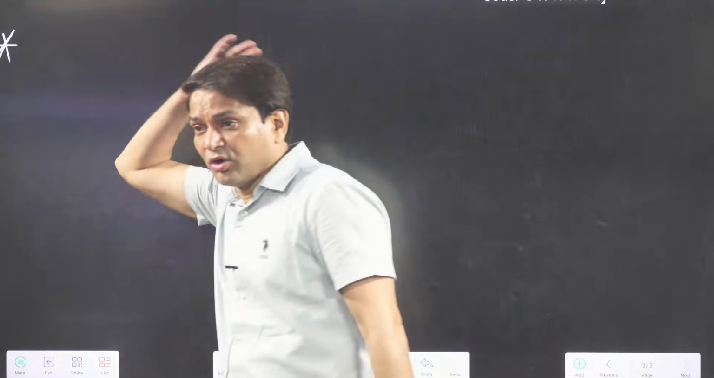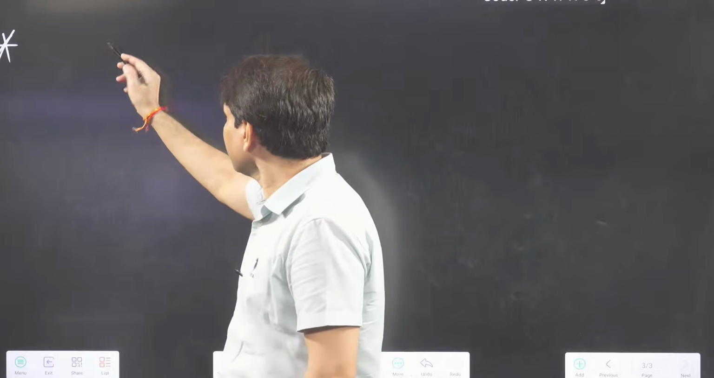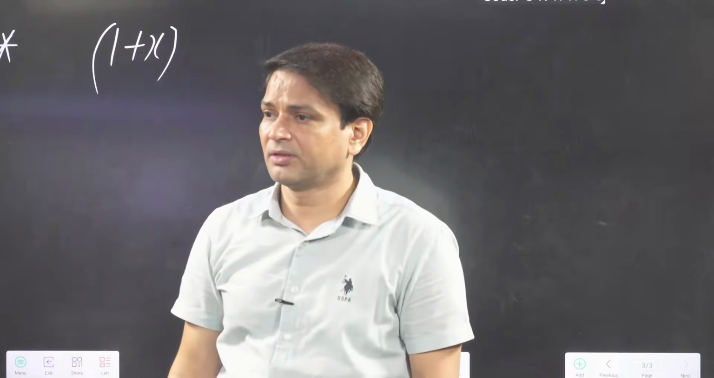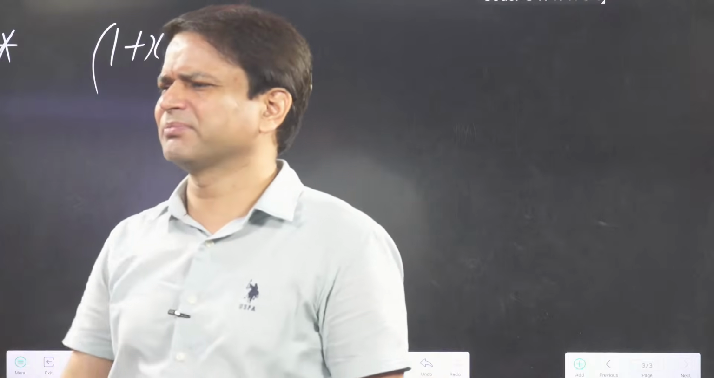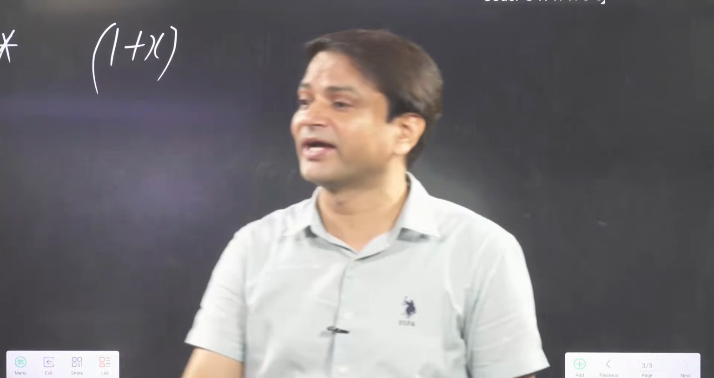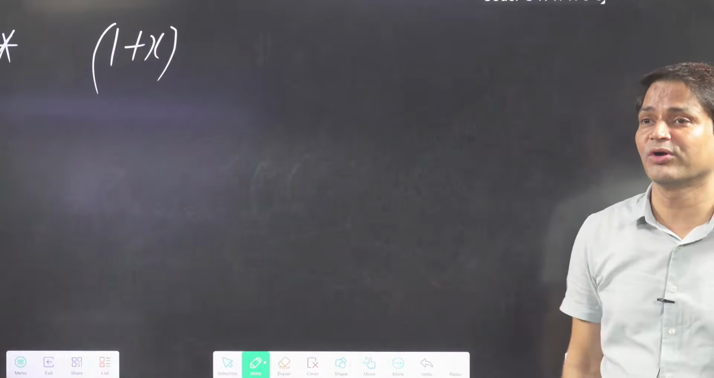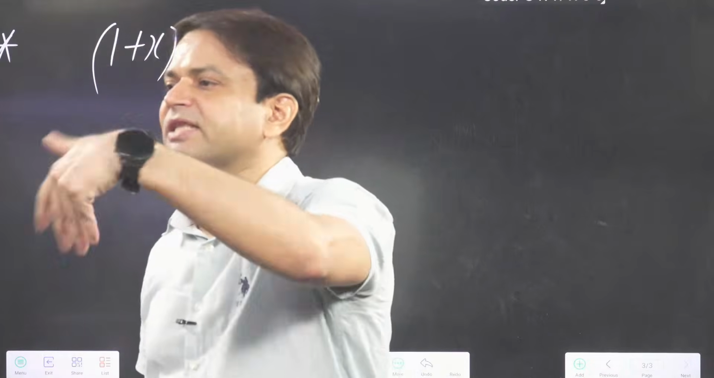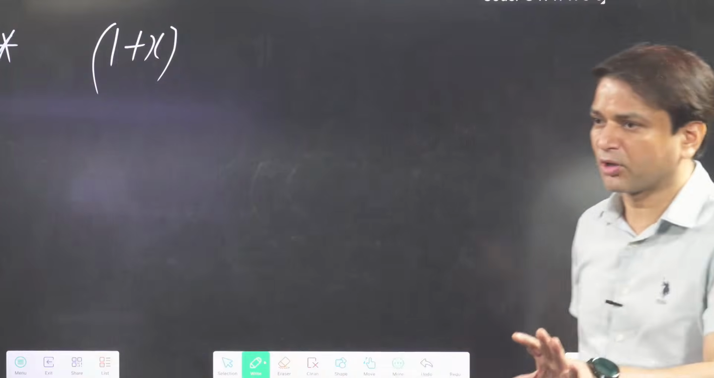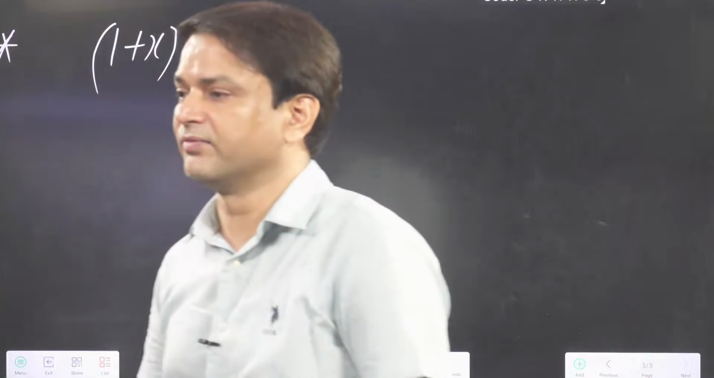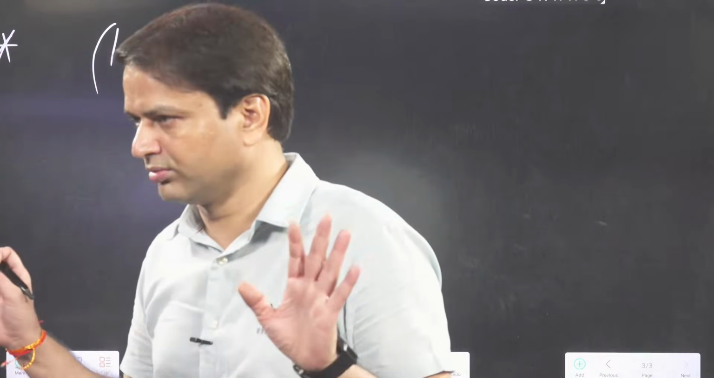Okay, leave it. So what I said here, (a plus b) whole square, everybody knows. But suppose I am saying (a plus b) whole cube. Then 1 plus x whole cube, 1 plus x to the power 4, like this. When the power is increasing, there will be a problem. Like suppose I say 1 plus x whole cube, 1 plus x to the power 4, 1 plus x to the power 5, then what is the formula? Then we don't know. Okay.